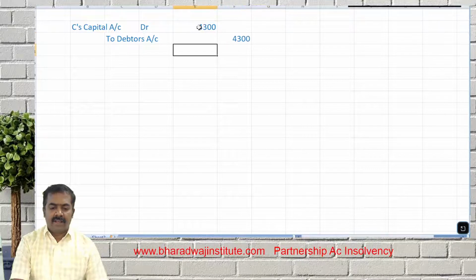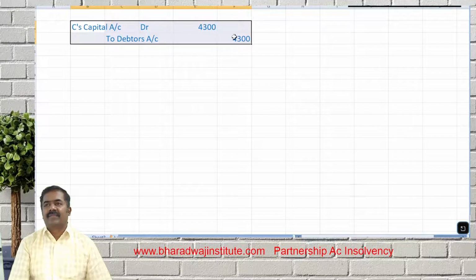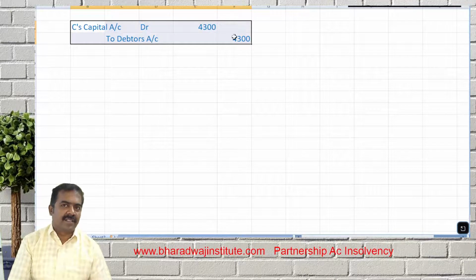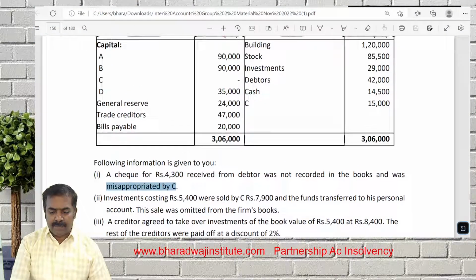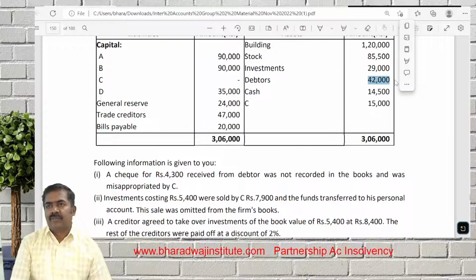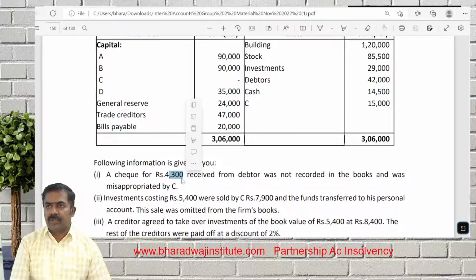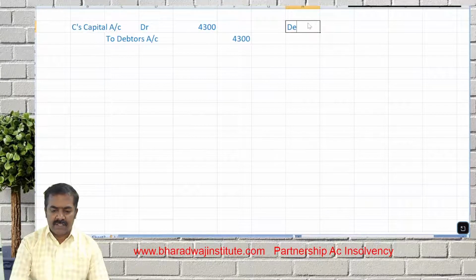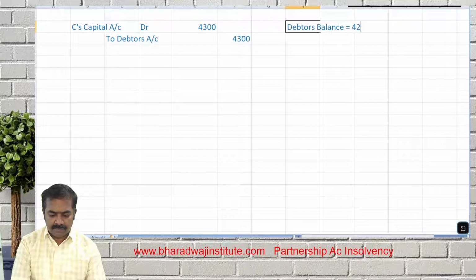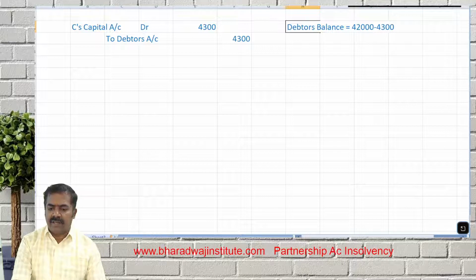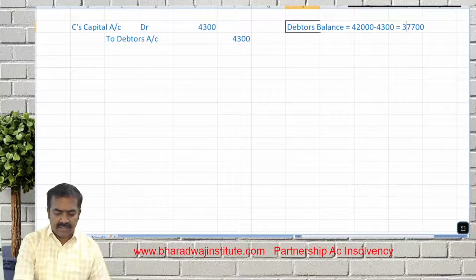The amount is 4,300. Now, what will be the impact? It's an entry that should have been passed but was not. Because of this, what is the effect on the debtors balance? The debtors balance of 42,000 will come down by 4,300. So 42,000 minus 4,300 is 37,700. 37,700 should be considered as debtors.